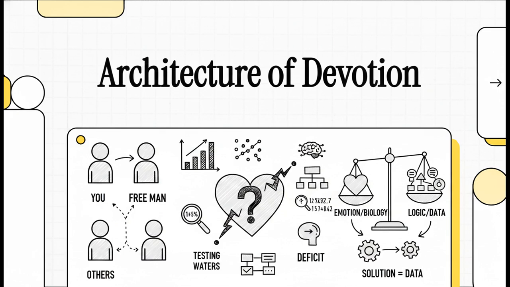So we're looking at a situation where someone is deeply questioning their connection to a man they call the free man, and they're asking if they should test the waters elsewhere just to remain objective. It's a brilliant, highly analytical attempt to solve an emotional deficit, and we are going to break down exactly what the structural data advises you to do.